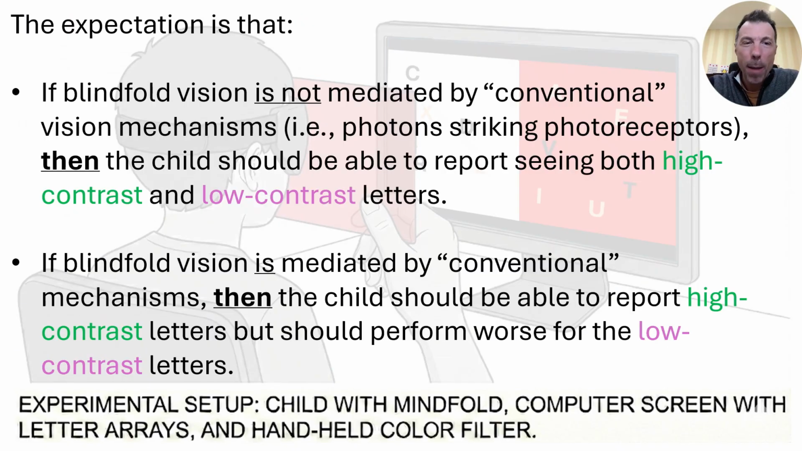Now, why this experiment? Well, the expectation is the following. If blindfold vision is not mediated by conventional vision mechanisms, by which I mean photons striking photoreceptors and initiating an electrochemical cascade that has been very well characterized in the human brain, then the child should be able to report seeing both the high contrast and the low contrast letters, meaning it doesn't quite matter that there's a filter. The child should be able to view the letters regardless.